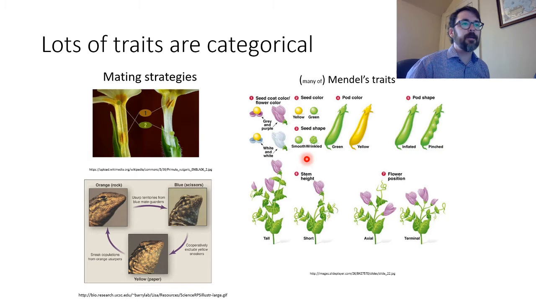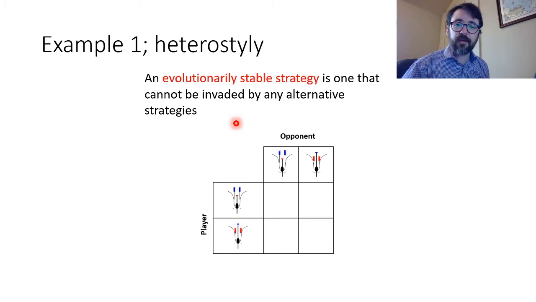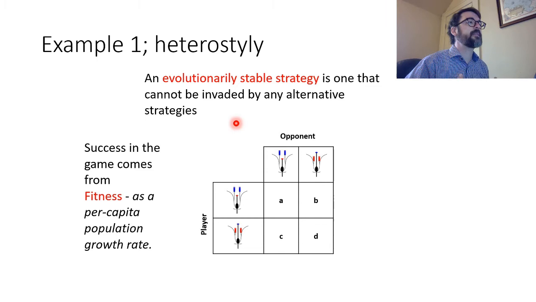So let's take this example of heterostyly, right? And how does this work? Well, remember that an ESS is a strategy that can't be invaded and at the same time can invade. So it's got this reciprocal invasibility. Remember, success comes in the form of fitness as a per capita population growth rate. And these four different things describe four different worlds depending on what the world looks like, right?